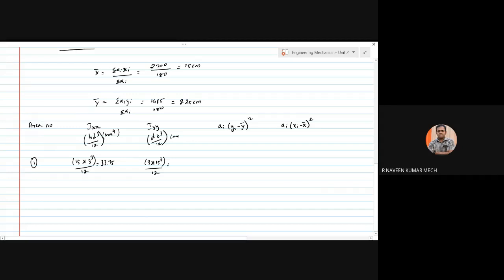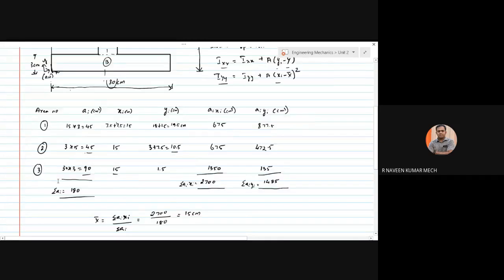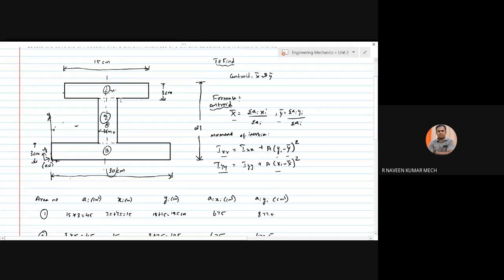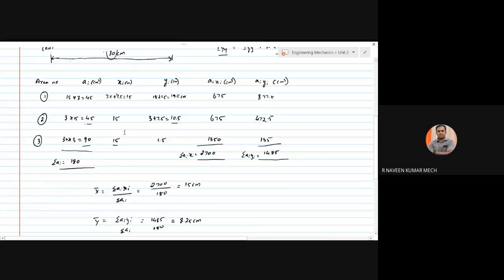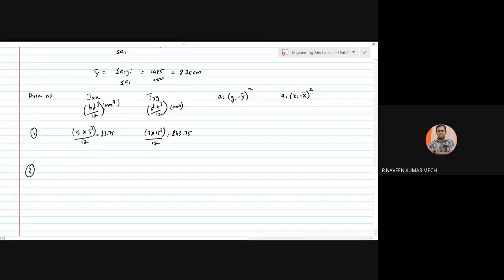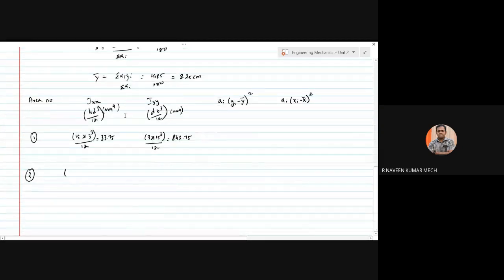Here also the unit is mm to the power 4. Here it is 843.75. Similarly for area 2, B is 3 centimeter and D is 15. B is 3 centimeter, sorry, mm. What is the unit here? Sorry, centimeter, write it here.